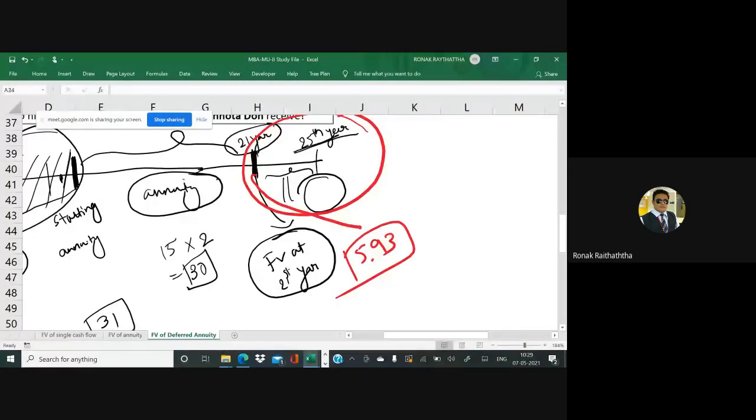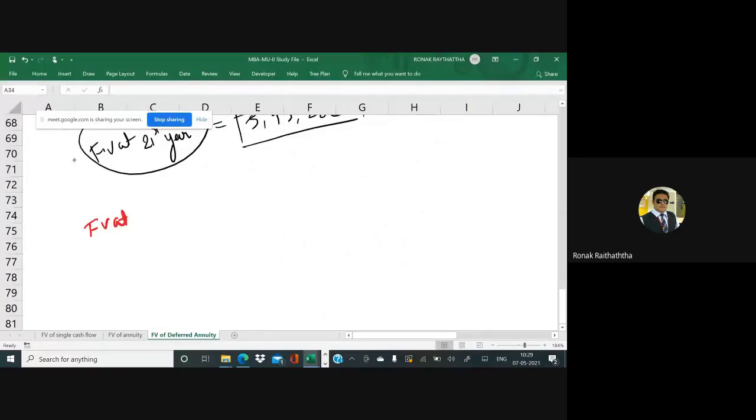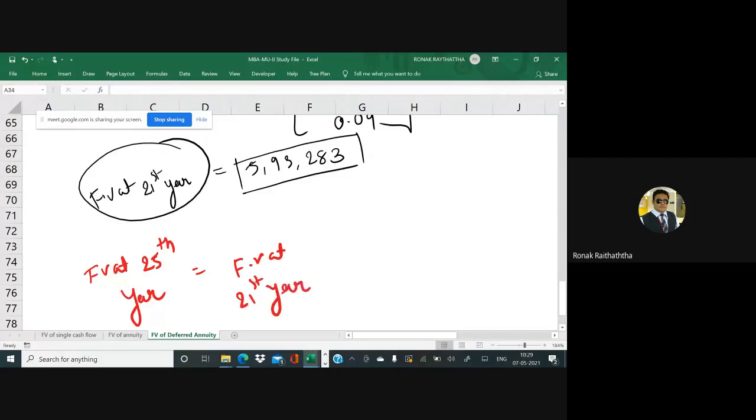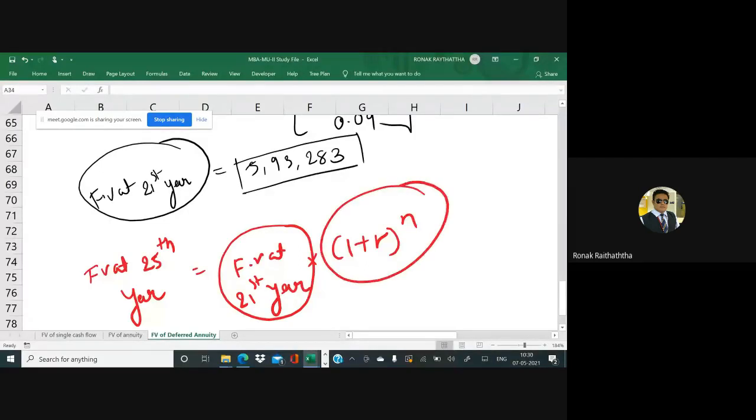So now I am finding the FV at the 25th year, equal to the FV at the 21st year multiplied by (1 plus r) raised to n. Because the single cash flow formula we have seen is PV multiplied by (1 plus r) raised to n. But here, instead of PV, we have the FV at the 21st year, and it will get the interest for 4 more years, right? So (1 plus r) raised to n is my compounding factor. Now that becomes the question of a single cash flow.